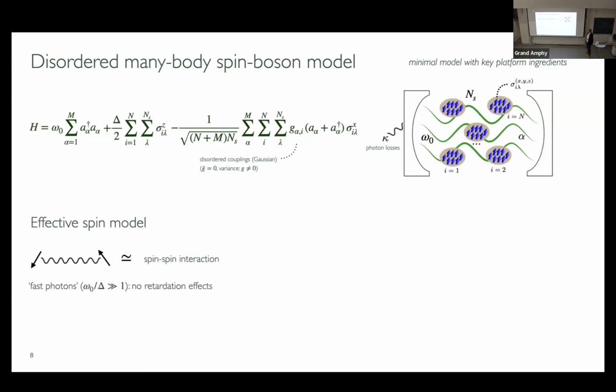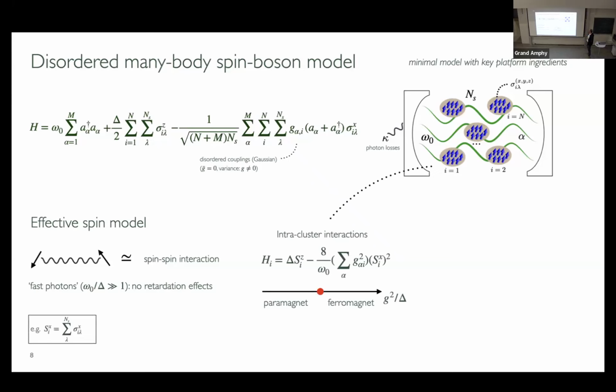And so, of course, you're going to ask me how I can start to get intuition about it before doing calculations. One thing that quantum opticians like to do is to imagine the limit in which the mediator of interaction, in this case photons, is very fast. So their energy scale omega 0 is much bigger than that of the spins, delta. They mediate a non-retarded interaction, and you can write down an effective spin model in place of the light-matter or spin-boson problem.